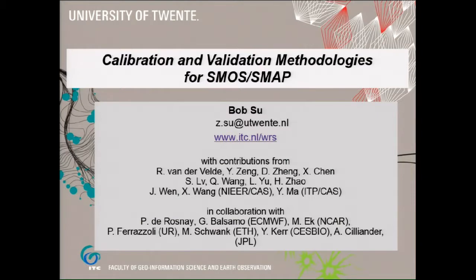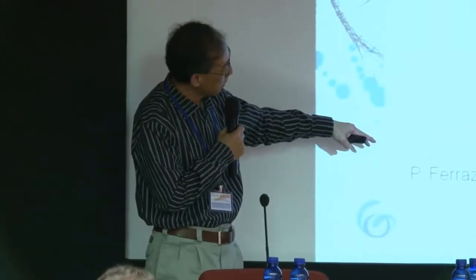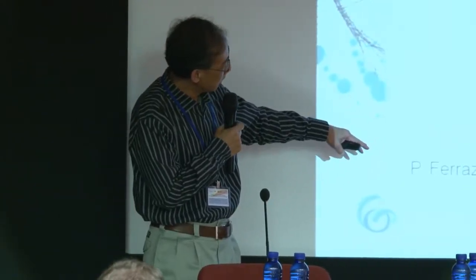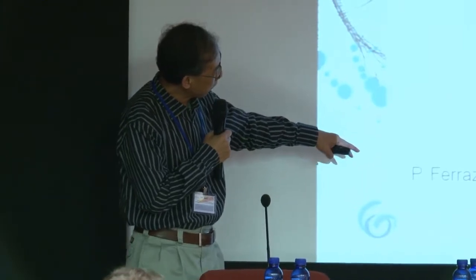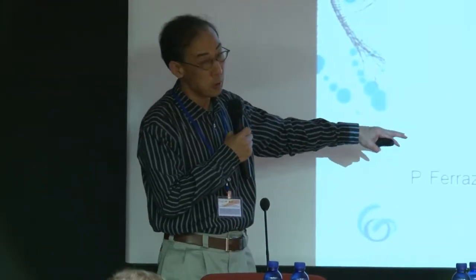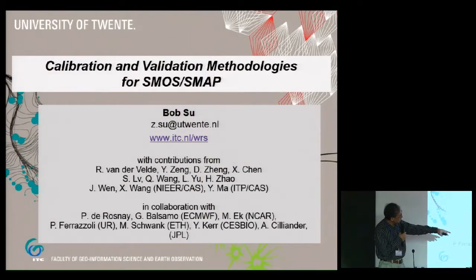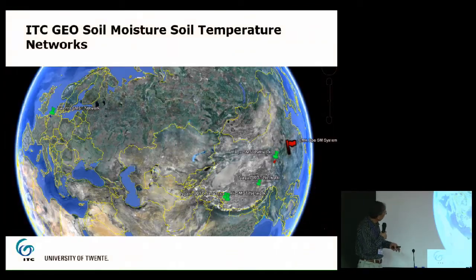We are working with a large group of colleagues from my institute, from the Chinese Academy of Sciences, but also in collaboration with ECMWF, with Paolo Ferrazzoli, Mike Schwankel on the remote sensing part, and Jan Kerr and Andreas Colliander on a new satellite. So the idea of this presentation is just to give you a quick overview of what we are doing in terms of soil moisture, but also brightness temperature.